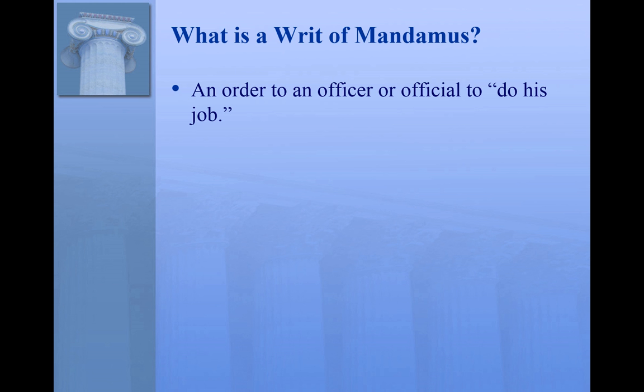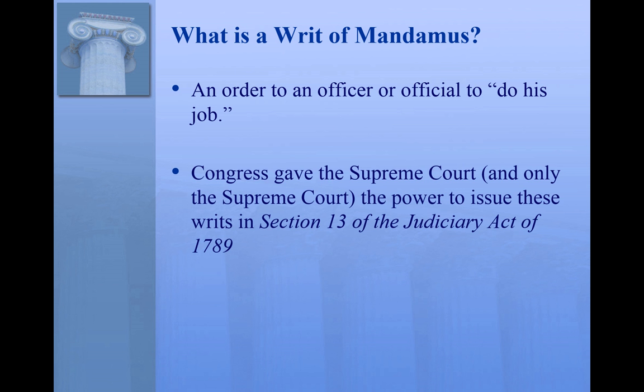And so William Marbury goes to the Supreme Court and asks for this writ of mandamus. Please send this writ to James Madison telling him to do his job. Well, Congress gave the Supreme Court, and only the Supreme Court, no other court, the power to issue these writs. And it did so in our old friend, the Judiciary Act of 1789, specifically Section 13. So the Supreme Court is the only one that can issue these writs. So an appeal for a writ of mandamus has to originate in the Supreme Court.